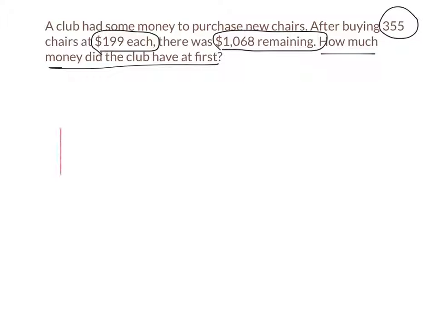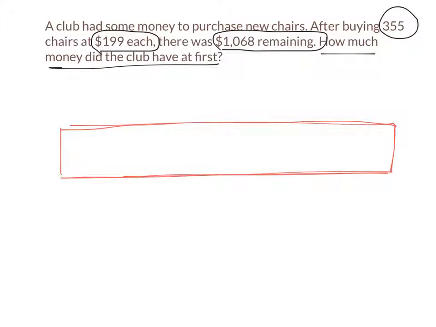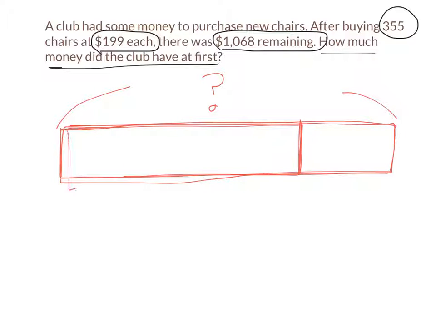Okay. So if this is all the money that the club had at first, do we know how much that is? No, that's what we're trying to figure out, right? So you're going to draw a big question mark to show that that's what we're trying to figure out. Now, did they spend all of their money on the chairs? No. So they spent some money on chairs. And how can we find out how much money they spent on chairs? Well, we know they bought 355 chairs, and they each cost $199. So if I multiply 355 times 199, will that be how much they spent on chairs? Okay. And after they bought the chairs, how much money did they have left?